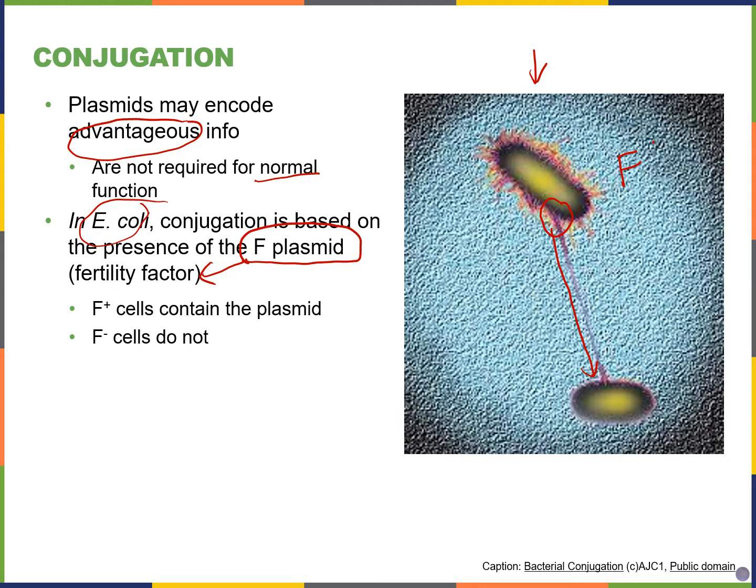So F plus cells contain fertility plasmids and F minus cells do not. And these can only exchange information with each other. So an F plus cell cannot exchange plasmids with another F plus. It has to go from F plus to F minus. So the fertility factor will allow the cell to create the pilus, this tube-like structure. The cell will make a copy of its plasmid and send that copy through to the F minus cell. And at the end of conjugation, it's pretty interesting because now the cell also has a fertility plasmid, or the F plasmid, and now it becomes an F plus cell.